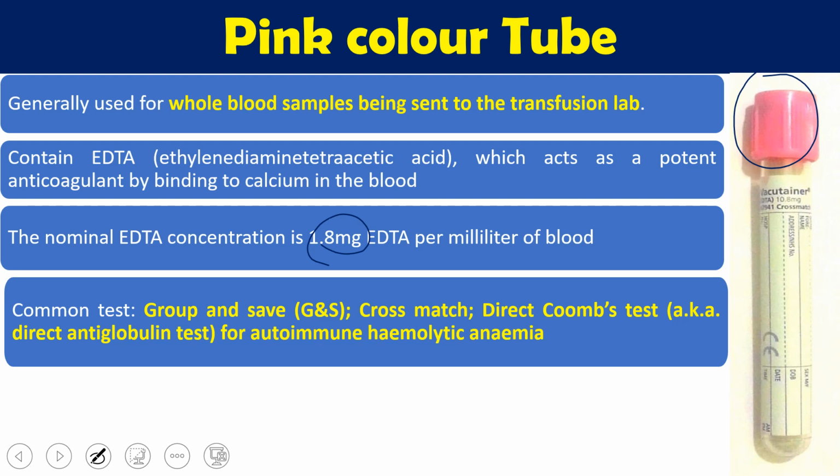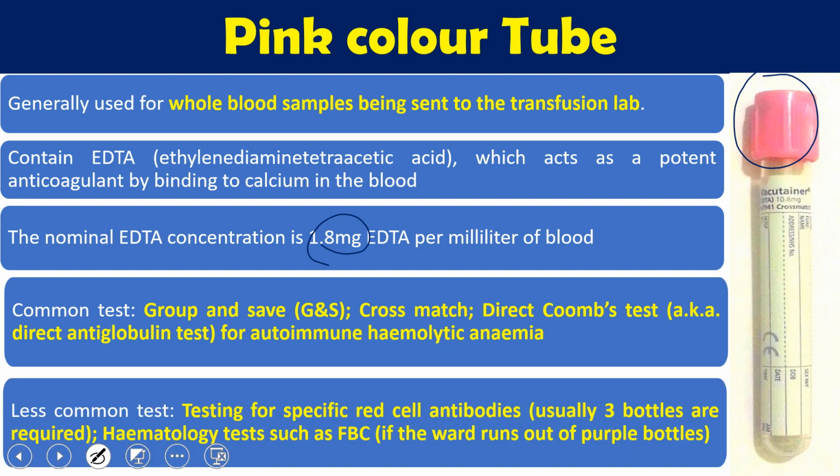And the third one is the direct Coombs test. Direct Coombs test is also called the direct antiglobulin test. This is normally for autoimmune hemolytic anemia. And there are some less common tests where this pink color tube will be used. That is the test for specific red cell antibodies. Usually 3 bottles are required here. And the second one is hematology tests such as fasting blood sugar if the ward runs out of purple bottles.